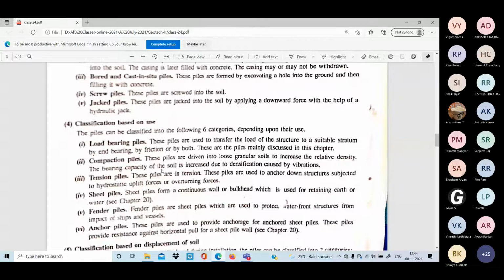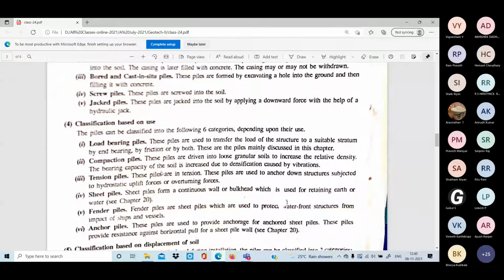Now, classification based on their use. Suppose we are using a particular pile as a load bearing pile, then we call it a load bearing pile. Compaction piles: suppose we have loose dry sand. We generally use driven piles for compacting the soil itself, because of the driving action the surrounding sand is compacted, so we call them compaction piles. Then tensile piles: some piles bear tensile load and are used as anchors for down structures. Suppose we have BSNL towers and other towers, some piles would be used as tensile piles, so that pile would be in tension.